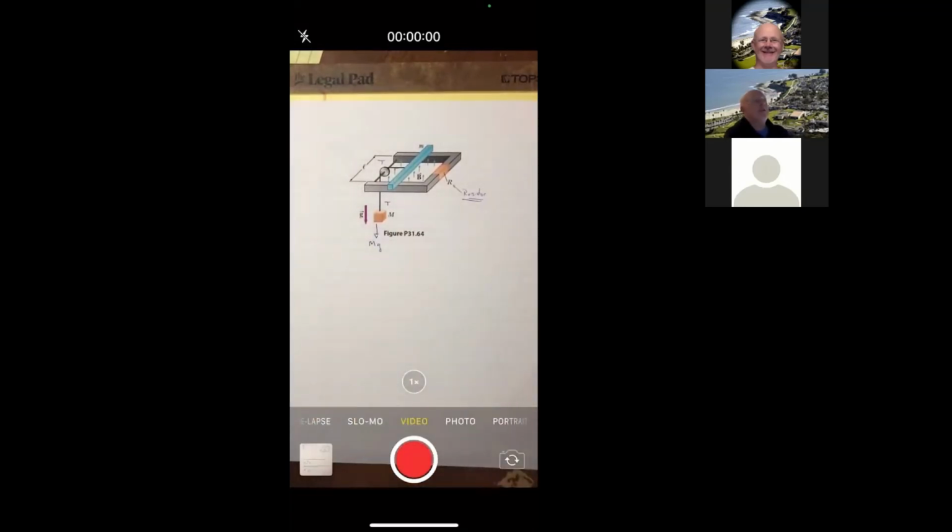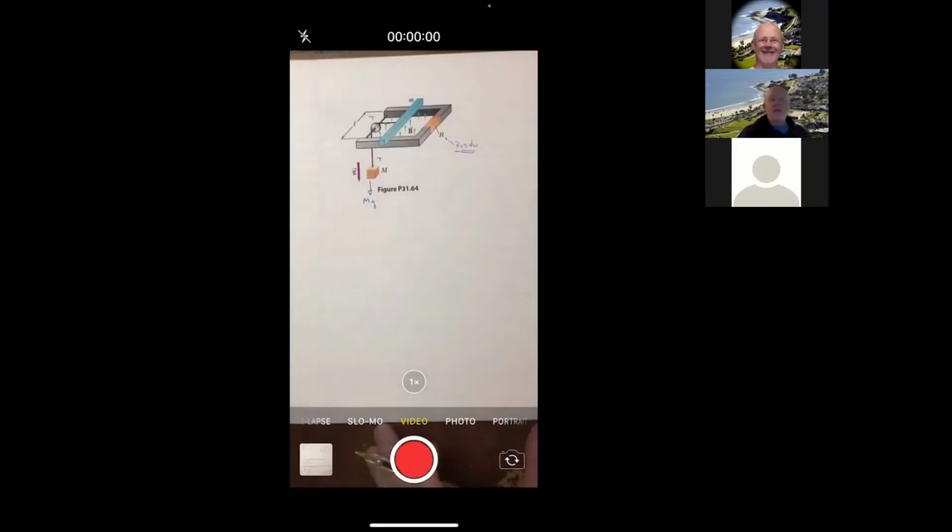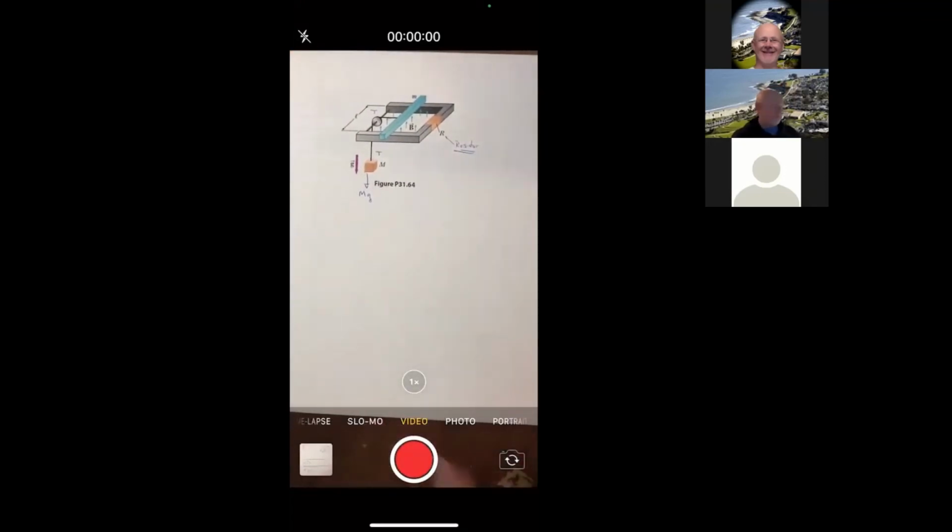Derive an expression that gives the horizontal speed of the bar as a function of time, assuming that the suspended object was released from rest. All right. Well, I'll tell you what, let me start with the stuff that's new for this chapter.